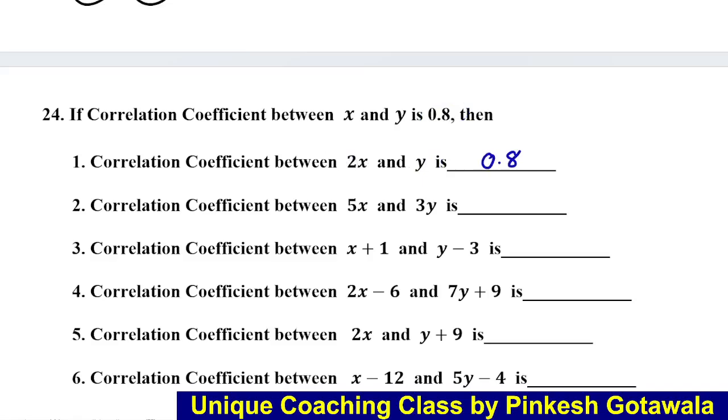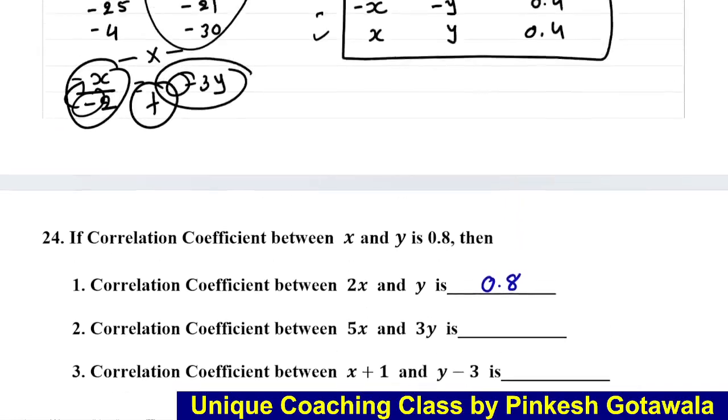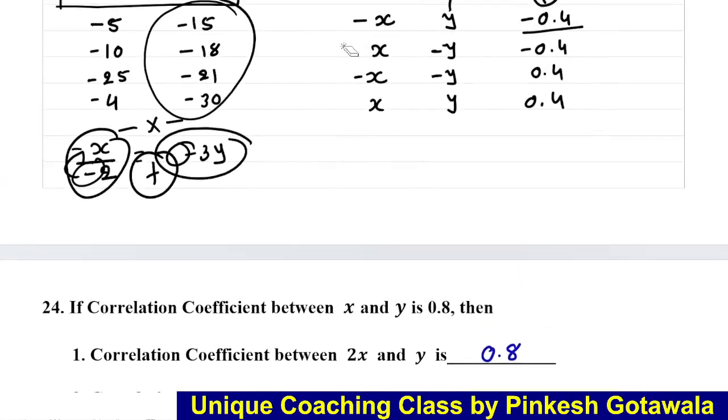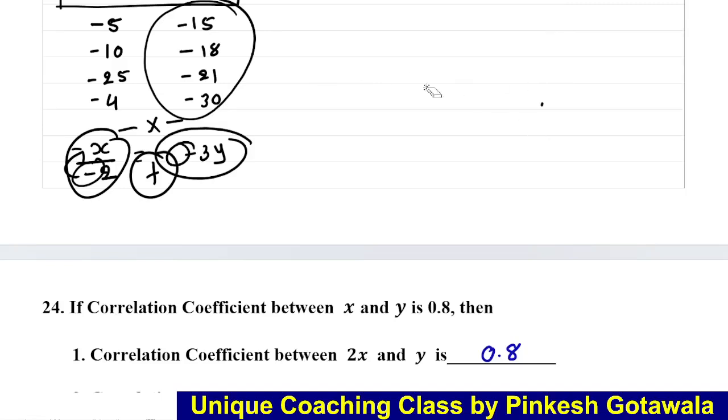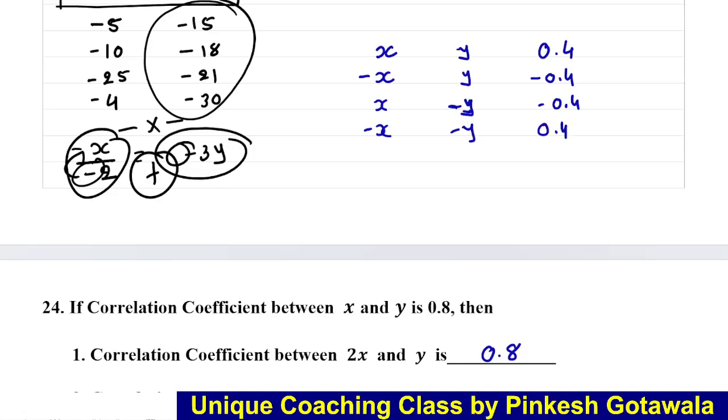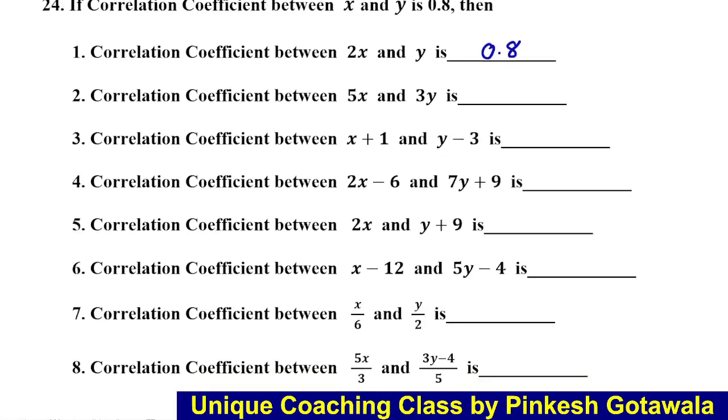When the sign changes: if x and y, any one becomes negative, then the sign changes. Okay, again look here, I will explain this again. First of all, the correlation between x and y is 0.4. If x becomes minus, no change in y, so here the sign changes. If y becomes minus, no change in x, so it also becomes minus. If both become minus, so minus minus plus, so the answer is 0.4. Okay, just simply remember this.